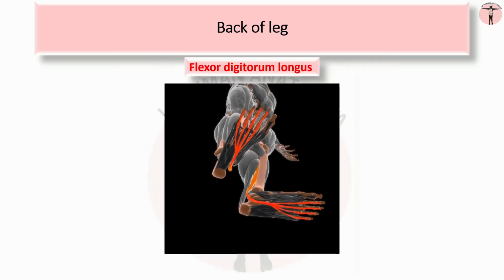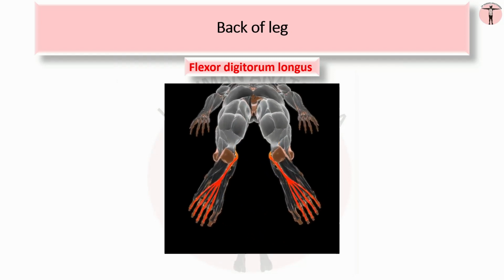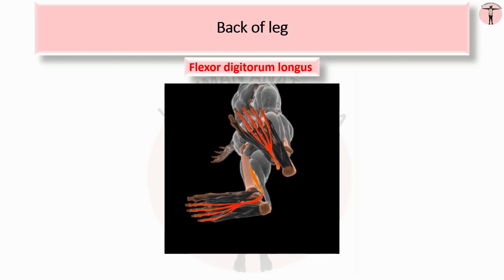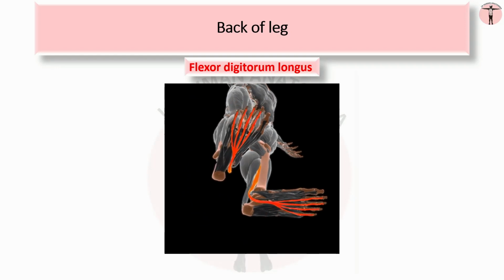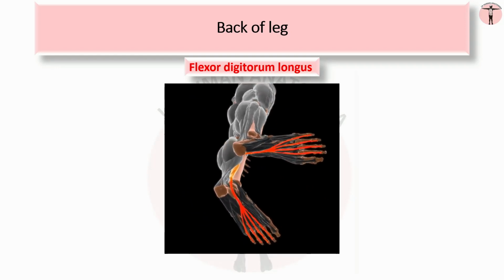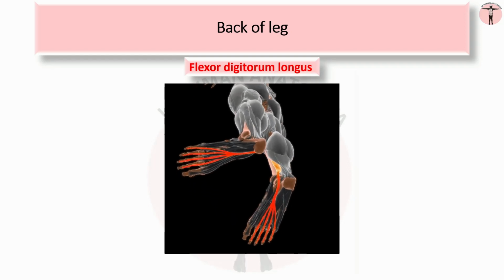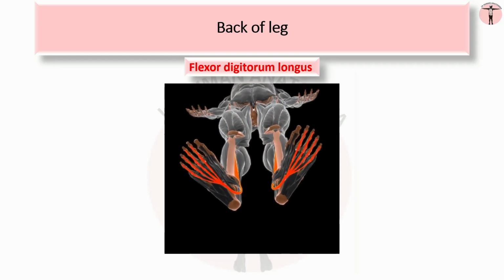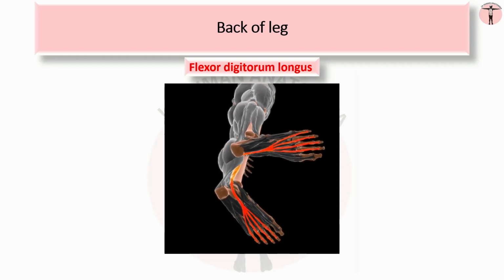Here you are observing how the tendon of flexor digitorum longus is entering the sole, splitting into 4 tendons and getting inserted to the distal phalanges of the lateral 4 toes. In its course, also observe how it is crossing the tendons of tibialis posterior near the ankle and the flexor hallucis longus in the sole.